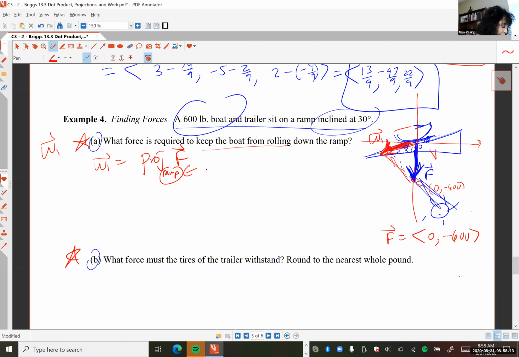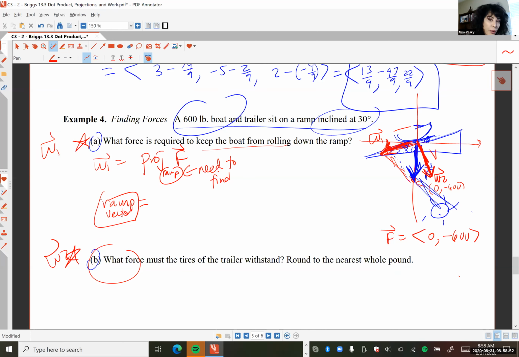And we need to find this because nobody gave us a ramp vector. And I'm going to show you a quick and dirty way to get one in a second. But then this is basically asking us to find W2. So W2 is by default perpendicular to W1, and that's going to be the force that the tires have to withstand. Okay. Now, what the heck is a ramp vector? They didn't give us a vector on the ramp for us to project onto. So here's my claim. The ramp vector, I'm going to say, because I'm the boss here, I'm going to create one. I'm going to form one.